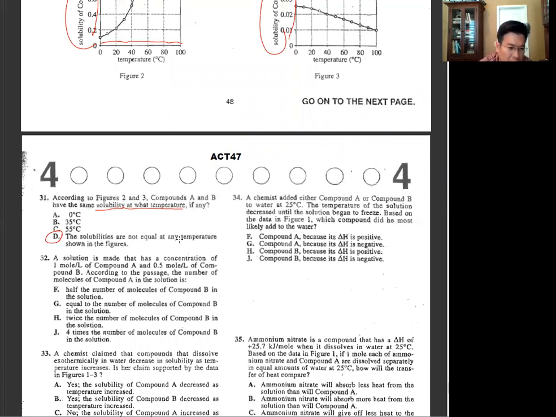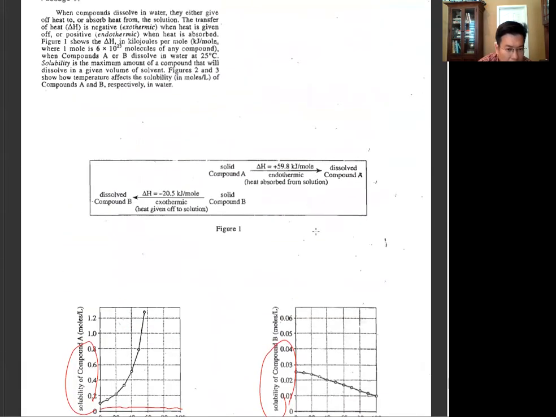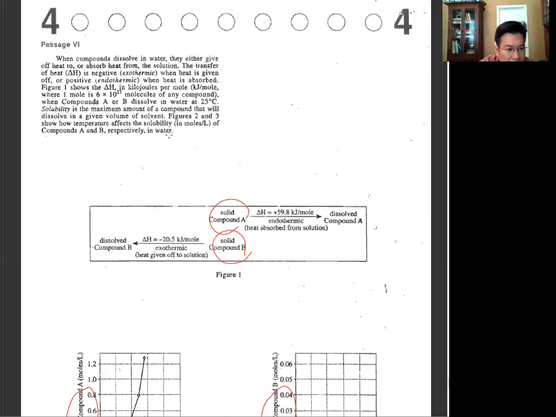32. A solution is made with a concentration of 1 mole of compound A and 0.5 mole of compound B. According to the passage, the number of moles of compound A in solution is... So right now it says compound A is 1 and then compound B is 0.5. Okay. So compound A and compound B.